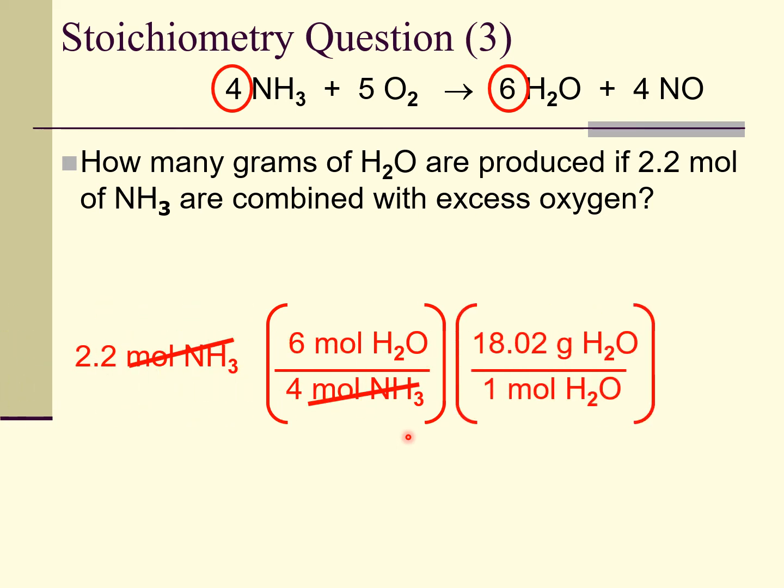Then, since mass of water is what we are asked for, we need to multiply with molecular weight of water. Okay, the mole will cancel out, and what is left is gram unit. So that will give us 59 grams of water.